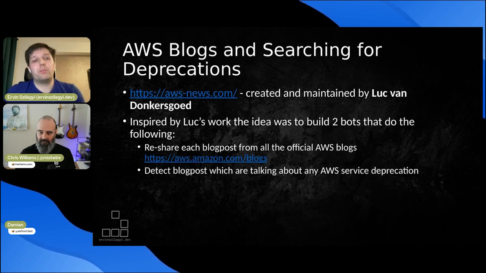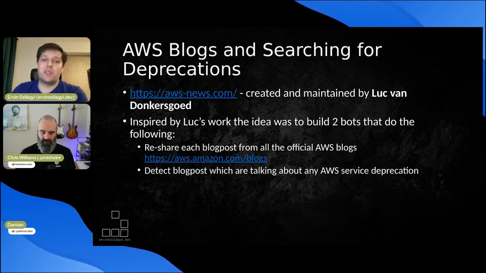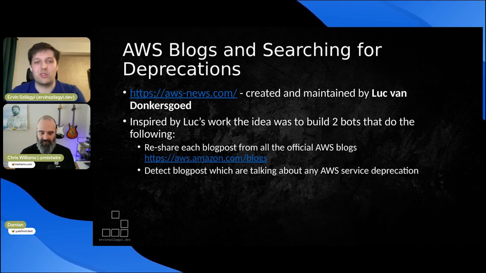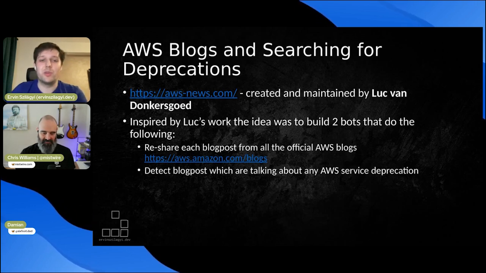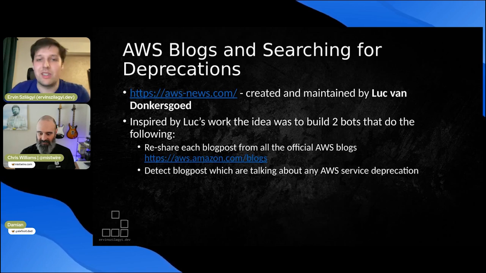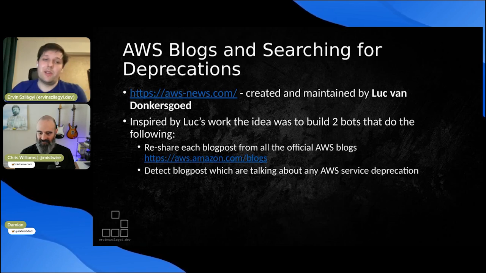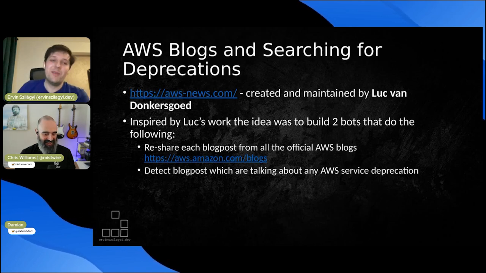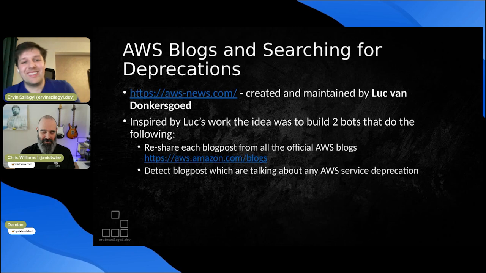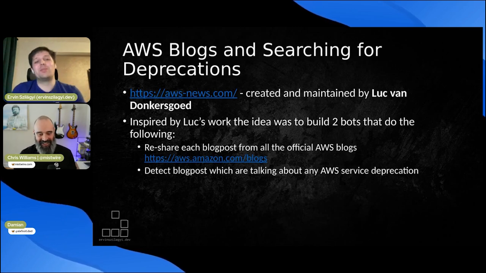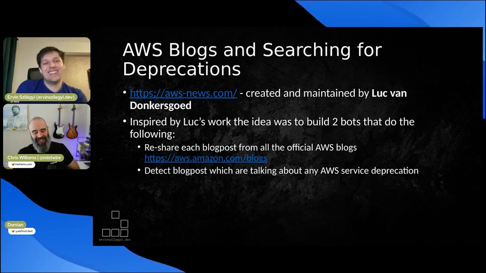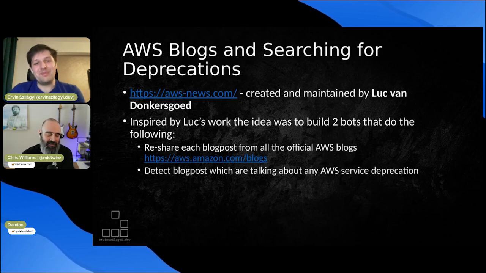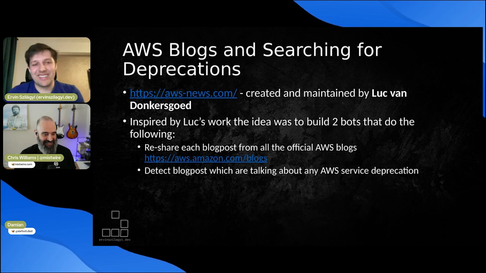And probably the best place on the internet where you can get an aggregation of all of these categories, all of these blog posts, is the AWS news page created and maintained by a fellow hero, Luke. I don't even try to pronounce his second name at this point. Van Dunkersgoed. But I suppose everybody knows him. He's been on the show, so I had to make sure I learned how to pronounce his name right. I probably got it wrong still, though. Yeah, thank you for that.